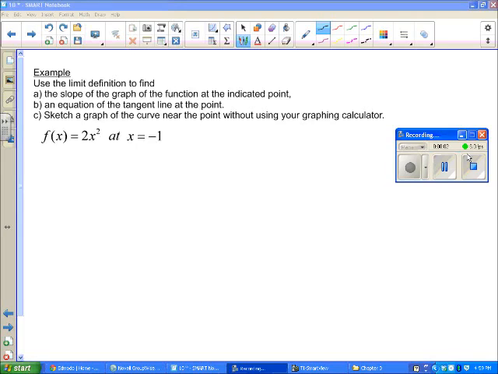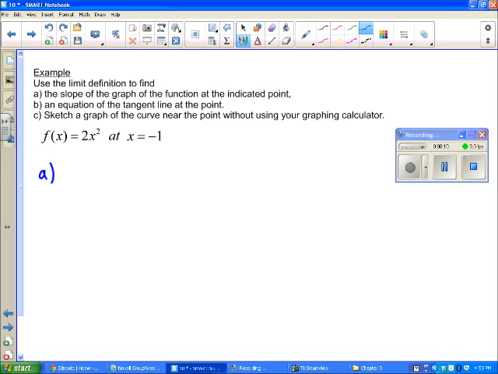All right, new example. Use the limit definition to find these three things. So let's start right off the bat here. A, we want to find the slope of the graph of the function at the indicated point. The slope of the graph of the function at the indicated point means that we're trying to find f prime of -1. Okay, so let's plug that into the limit definition.